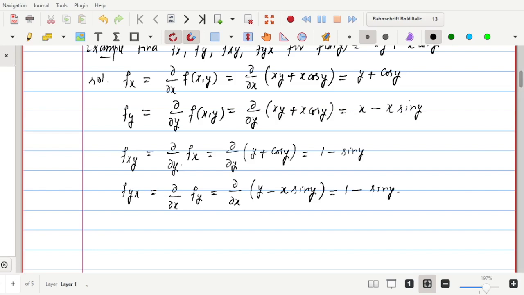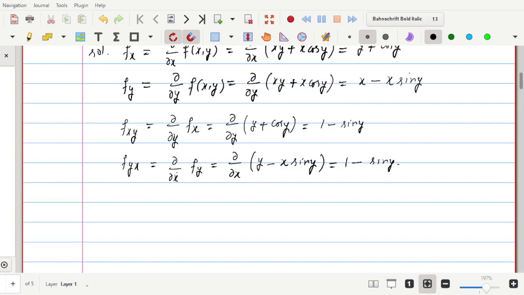So in this way we have evaluated all the second order partial derivatives as I asked. And similarly we can obviously evaluate fxx and fyy. Let's calculate them in addition to what was asked in the question. Now fxx is equal to del by del x of fx, which is equal to del by del x of y plus cos y. So this will be equal to 0.